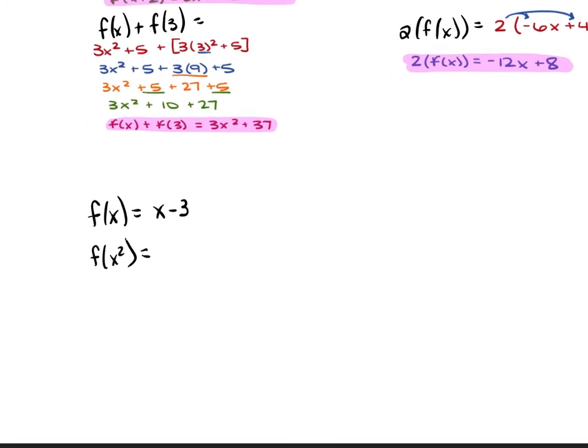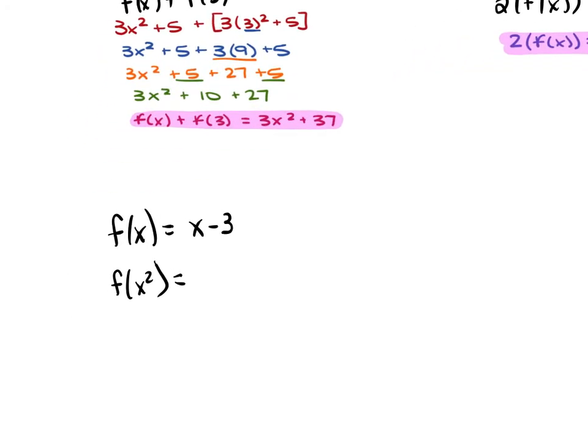For our next example, we have f of x is equal to x minus 3. We're doing f of x squared. With this f of x squared, we're plugging in that x squared for x. So that's just going to be x squared minus 3.